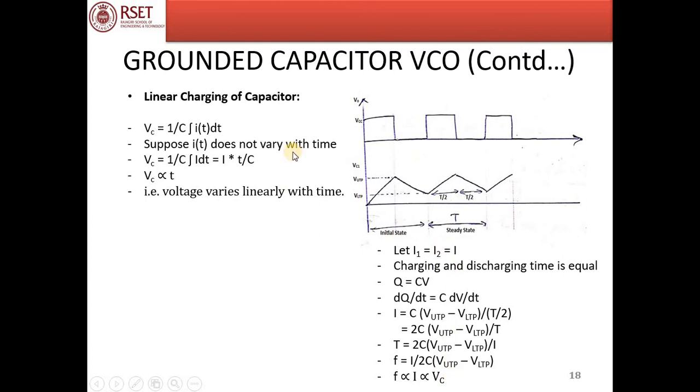So this is how it is proved. Here we are proving how the capacitor charging is linear if the current is constant. And here we are proving how the frequency of output of a VCO is proportional to or is affected by the modulating control voltage VC.